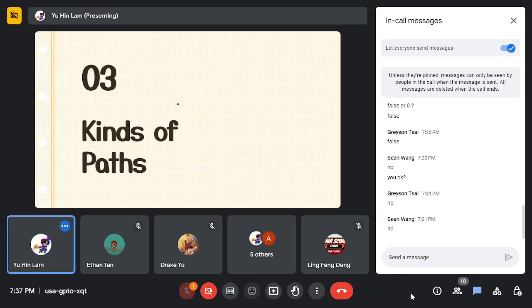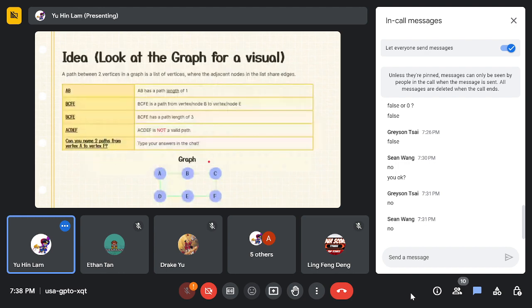So let's move on to kinds of paths. We have a table right here, and we will use this graph as a visual. Let's first go down the path or graph. We have AB. AB is just talking about the edge between our node A and our node B. So this has a path length of 1.